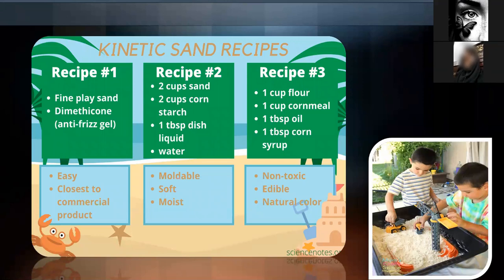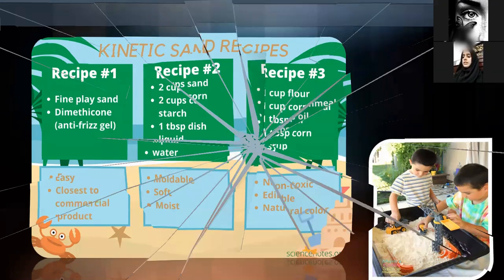And recipe 2 is we took 2 cup sand, 2 cup cornstarch, 1 tablespoon dish liquid and water, which gives moldable, soft and moist kinetic sand. Recipe 3 is 1 cup flour, 1 cup cornmeal, 1 tablespoon oil, 1 tablespoon corn syrup, which gives non-toxic, edible and natural color of the kinetic sand.